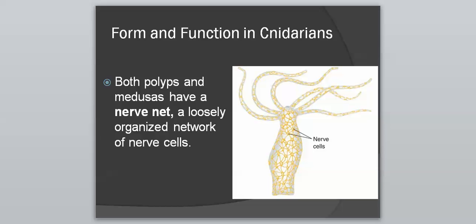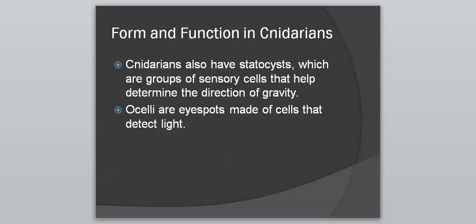It could start becoming a brain. Some of those specialized cells that go into this nerve net would be what's known as a statocyst. These are groups of sensory cells that help determine the direction of gravity. So Cnidarians can tell the difference between up and down, so they know where they're going and how they're traveling. That's one type of cell that makes up that nerve net.